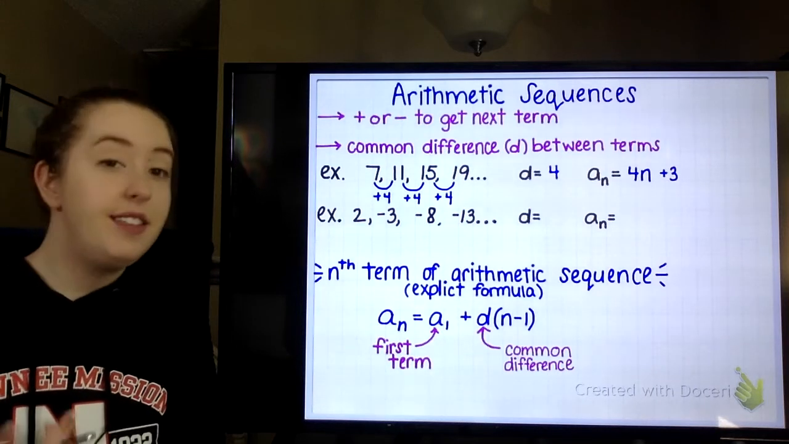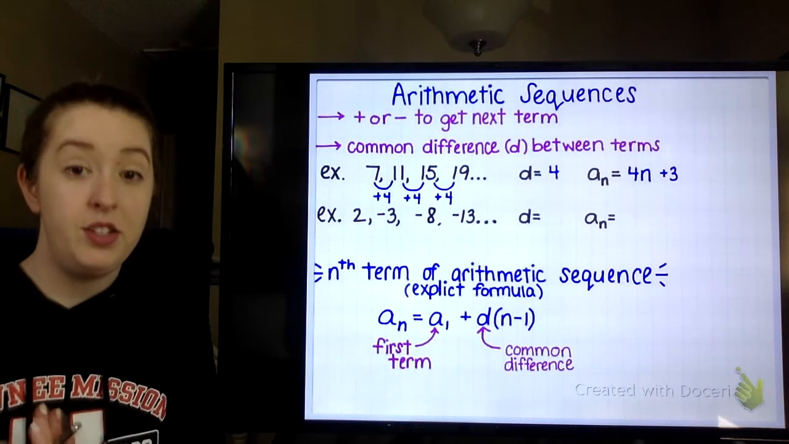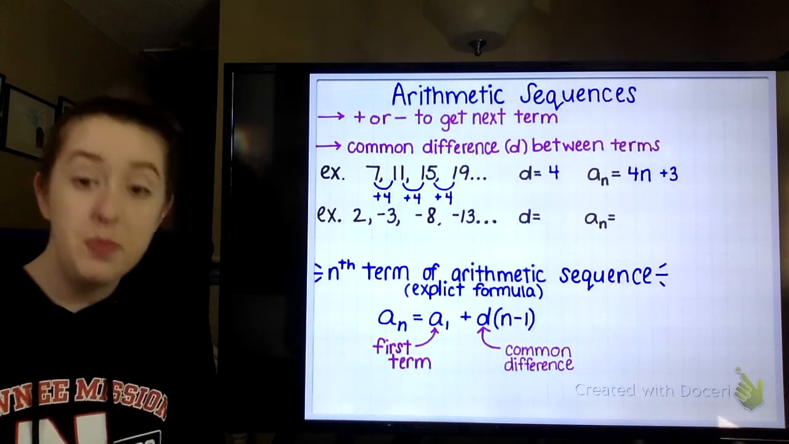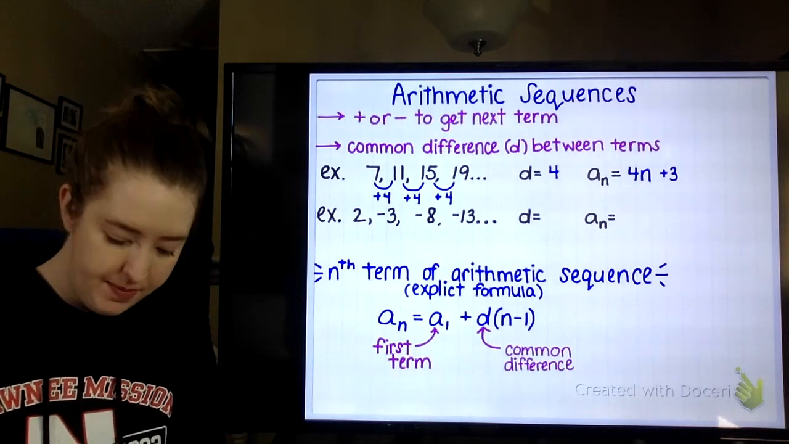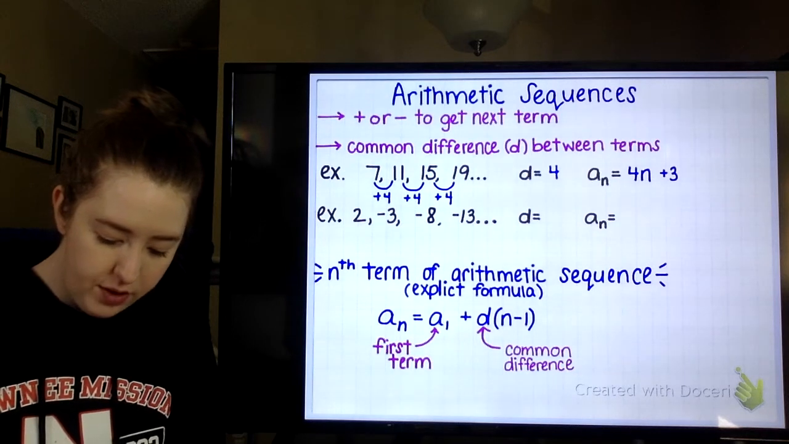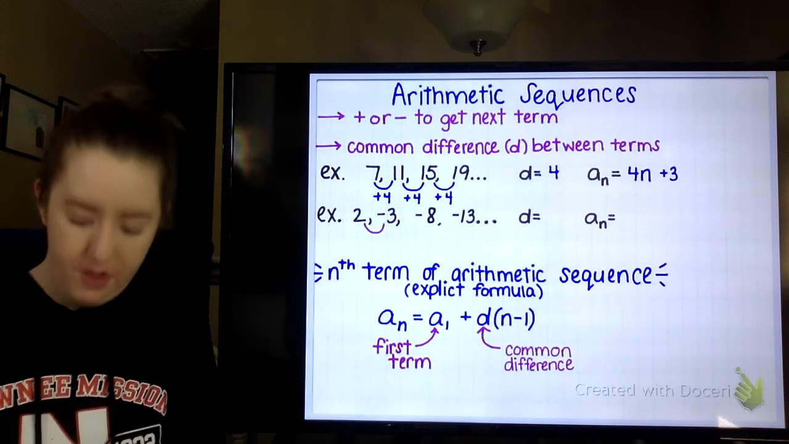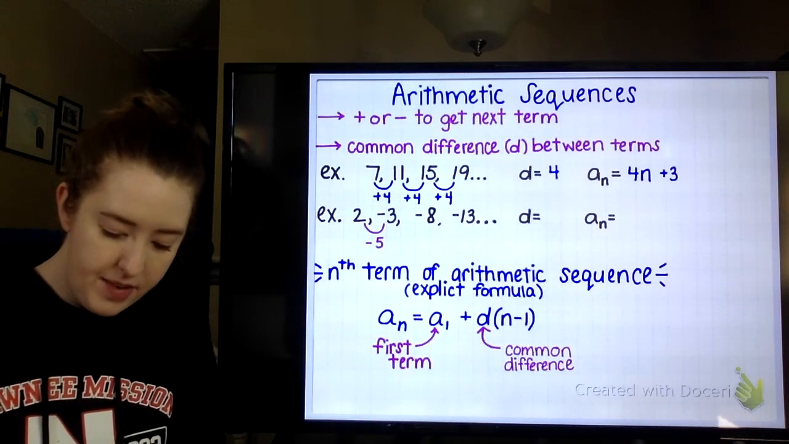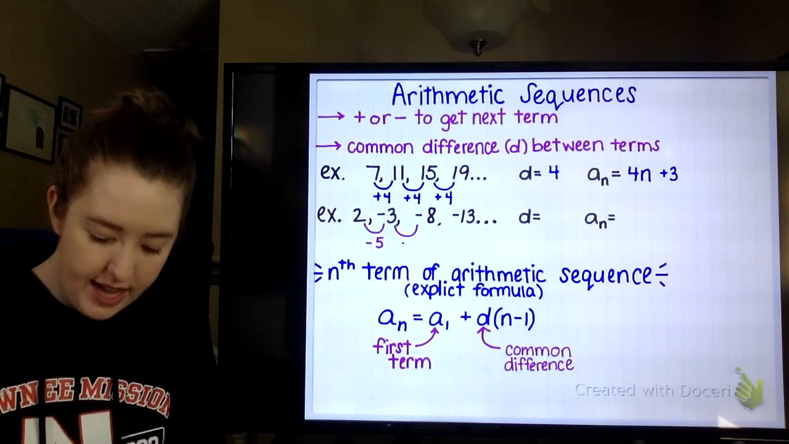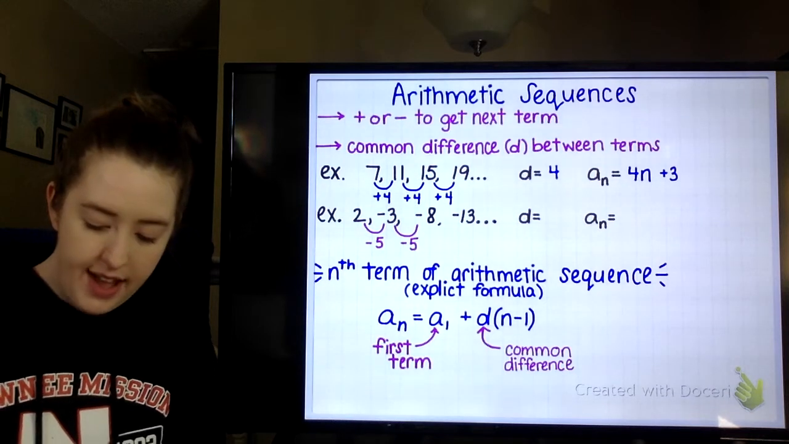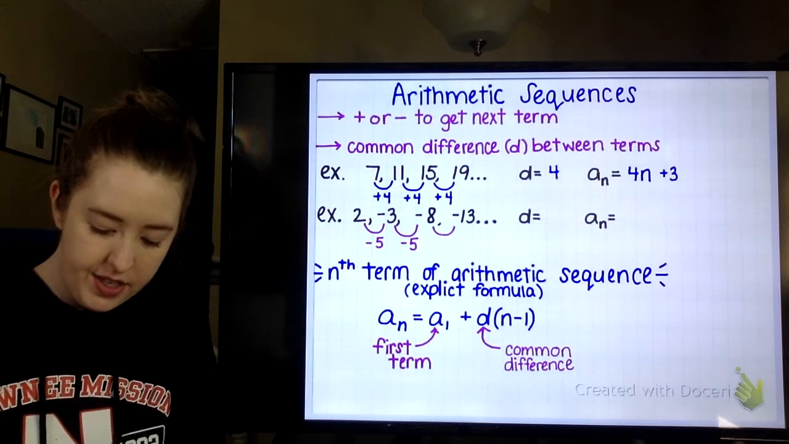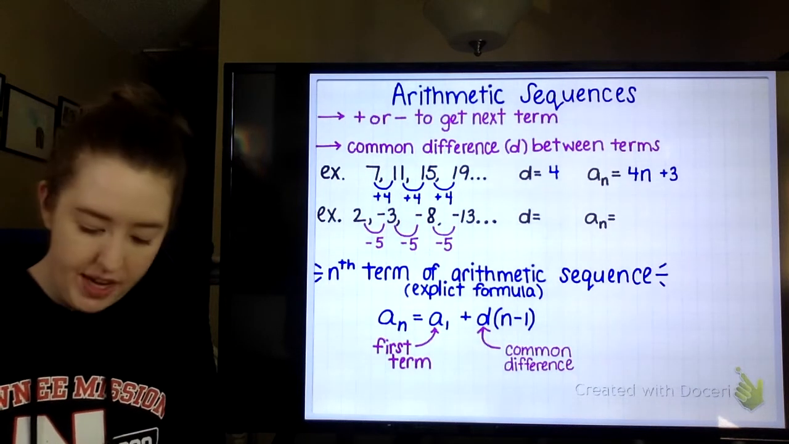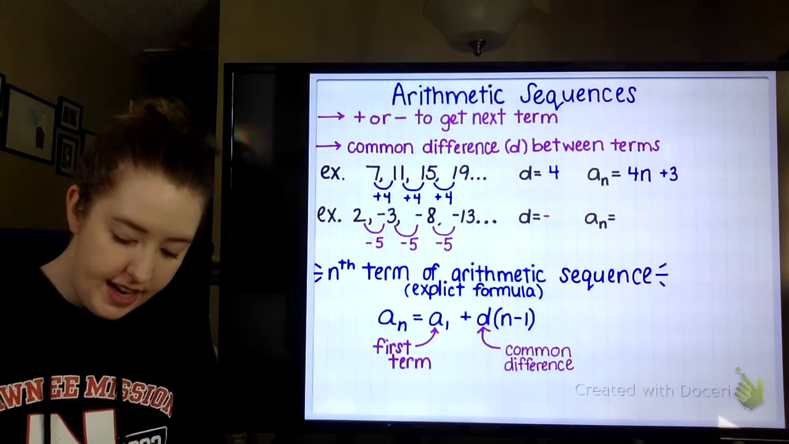Now, arithmetic doesn't necessarily mean that you're going to add something every time. Maybe you're going to subtract the same value every time. To get from 2 to negative 3, we had to subtract 5. To get from negative 3 to negative 8, we had to subtract 5. And to get from negative 8 to negative 13, we had to subtract 5. So that means my common difference is negative 5.